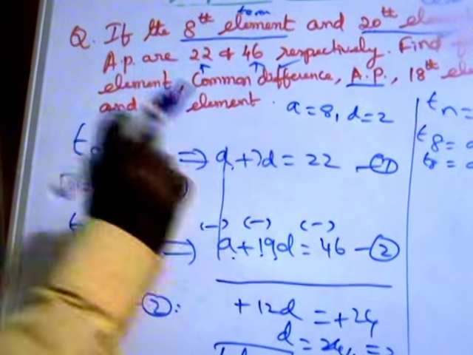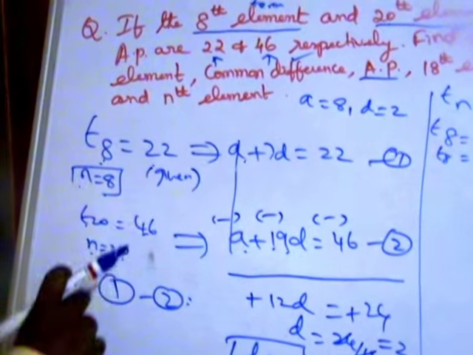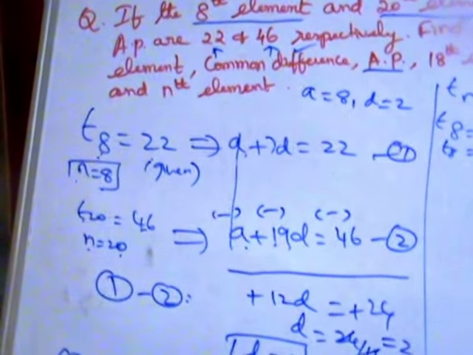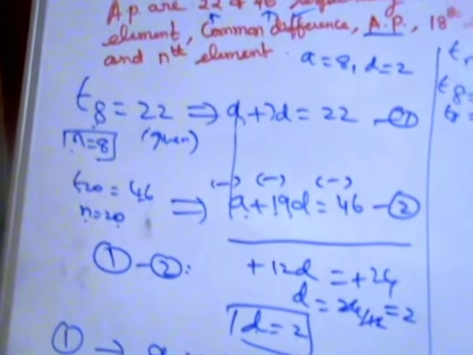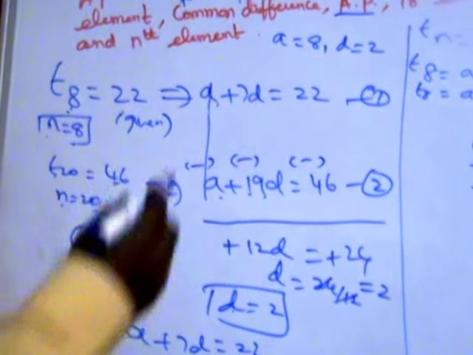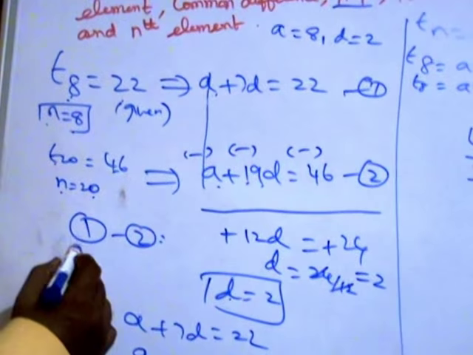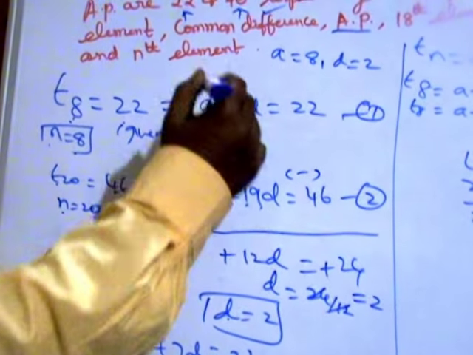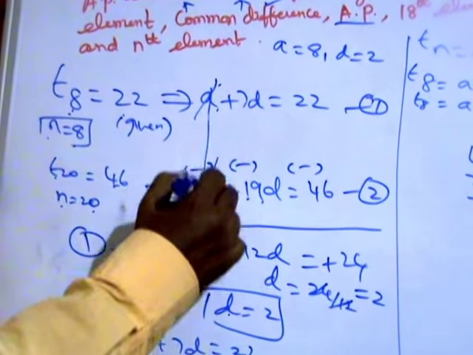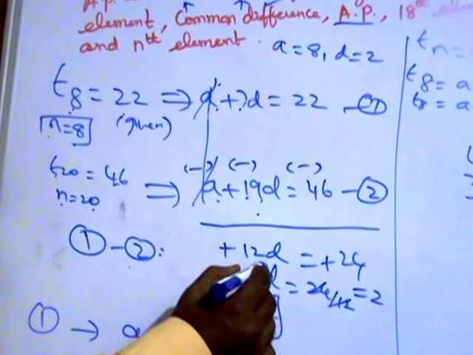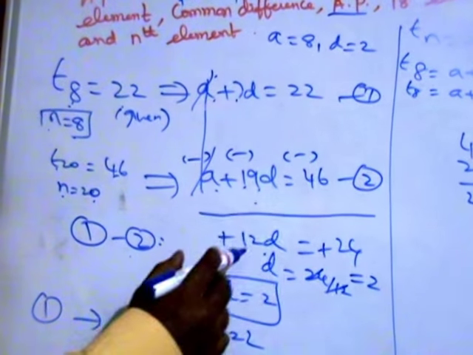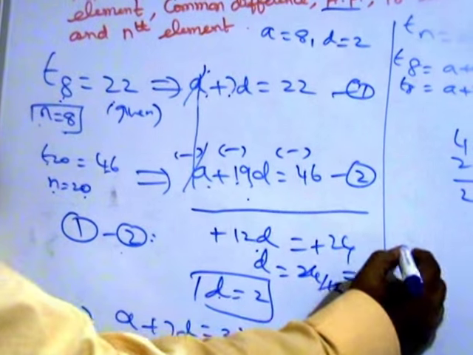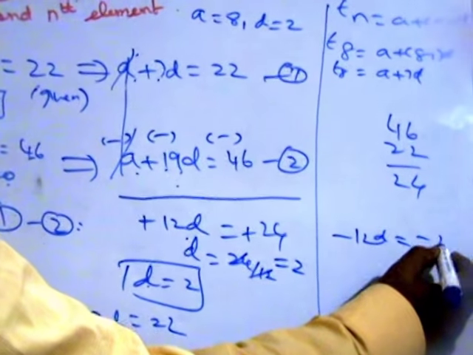One number you reduce here. 20 means 19D. 30 means 29D. Like that. You get two equations. You know how to solve a simultaneous equation. If you subtract 1 and 2, the A gets cancelled. So when the A gets cancelled, you get what? Both the A's get cancelled. You get 7D minus 19D is minus 12D. So first we got minus 12D equal to minus 24.